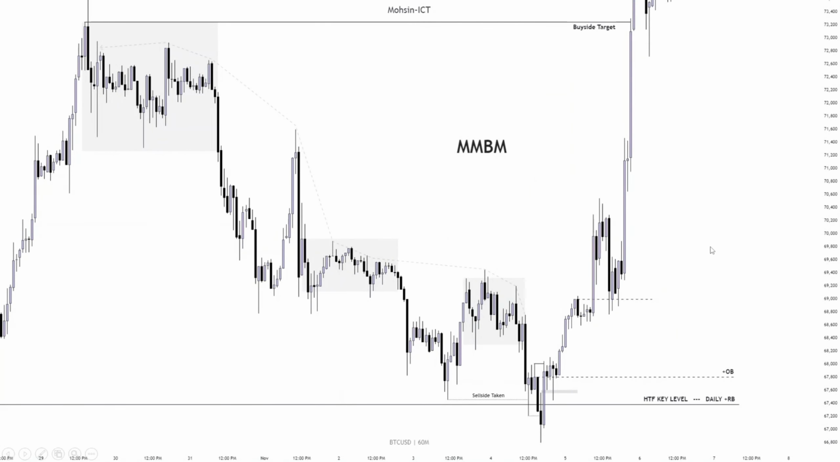Here's the biggest picture. You see, the movement on the Bitcoin versus US dollar hourly chart was actually a market maker buy model. After hitting this higher time frame key level, which was the daily roadblock, and taking enough sell side liquidity, we were targeting this original consolidation right here. And there's a lot of low resistance liquidity as well. Price gives us nice opportunities and then shoots for the buy side liquidity and then continues higher.